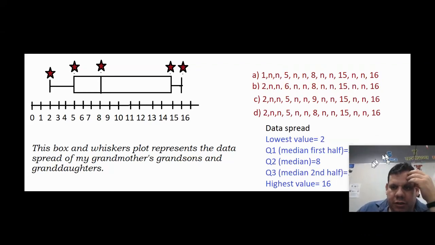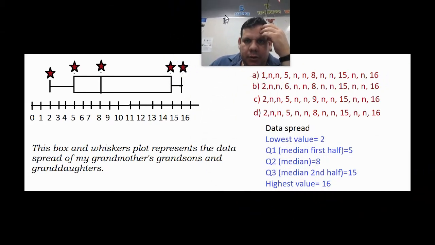Okay, good morning, students. I have this extra explanation for you today. And again, we are covering the topic of box and whiskers plot. And this specific plot represents the data spread of my grandmother's grandsons and granddaughters.